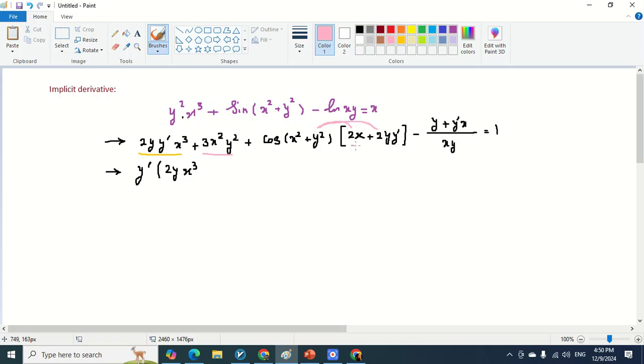The first one has no y prime again, but the second one has y prime, so I should consider this one as well. And if I just factorize y prime from that expression, then I have plus 2y multiplied by cosine of u over there, or cosine of x squared plus y squared. So let me just write cosine of x squared plus y squared.